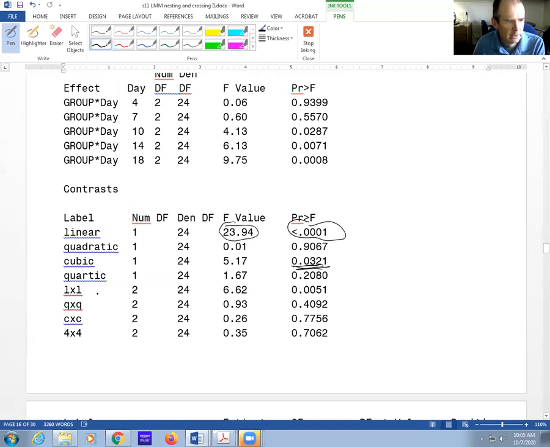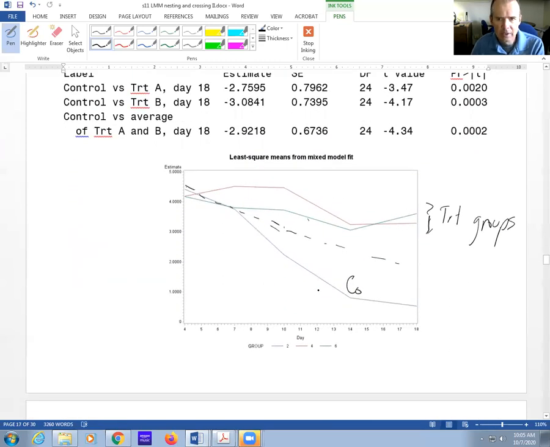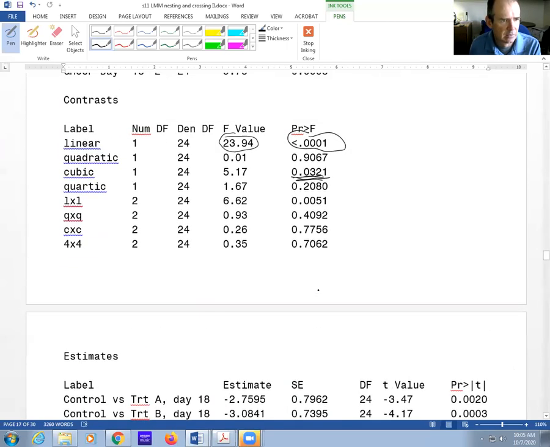The linear by linear is significant. And again, what's causing that? It's really the control group, the linear trend for the control group versus the linear trend in the other two groups, I think, that is driving that linear by linear interaction. But we don't see any other trends that are significant, at least in the interactions. Yeah, these are all non-significant.